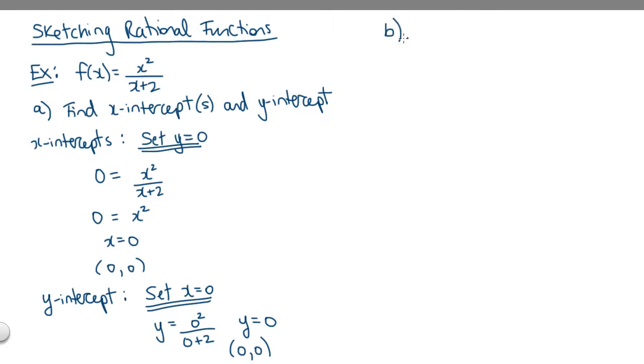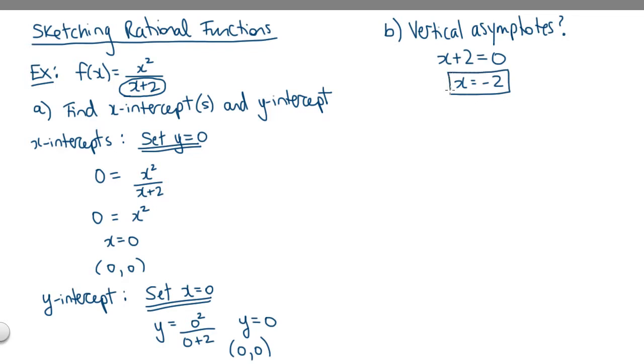For part B, we're going to look for any vertical asymptotes for our function. Here we're looking for x values where our function is undefined. So if we go back to our original function and grab the denominator, we're going to set the denominator equal to 0. So x plus 2 is equal to 0. That corresponds to x equals negative 2. So x equals negative 2 is a vertical line. It's a vertical asymptote for this function because it's an x value where the function is undefined.